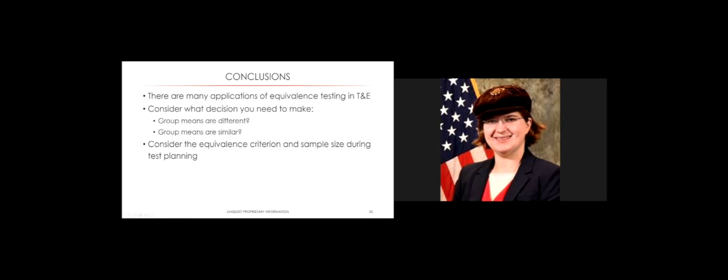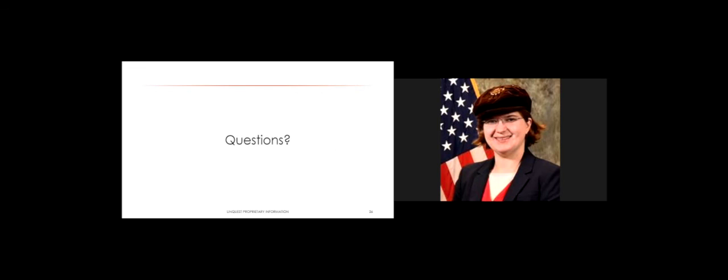All right, I think I'm just about out of time, but maybe time for one question. Again, there are applications for equivalence testing in test and evaluation. I don't see it used very often, so hopefully this might inspire you to think about using this technique in the future. Think about what decision you actually need to make. Do you need to show that they're different, or do you want to show that they're essentially the same? But don't neglect the planning. Consider the value for delta, sample size, and power, of course. And like I mentioned, you can do this type of analysis in JMP and in R. There are analysis tools available to do this. So think about it, and let me know if you have any questions. Thank you guys so much.